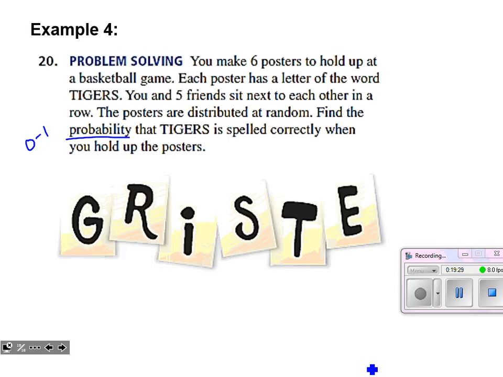Well, okay. How many arrangements are the correct one? What is our desired outcome? How many ways could I get that desired outcome? There is one way. Tigers. There's one way that we could hold up those posters and have it spell Tigers. Now, what is our sample space? Well, that is the arrangement of all 6 of those posters. So 6, arrange all 6 of them.